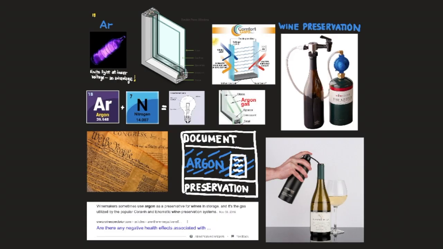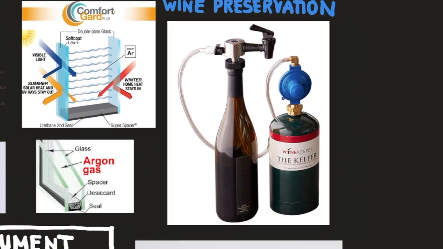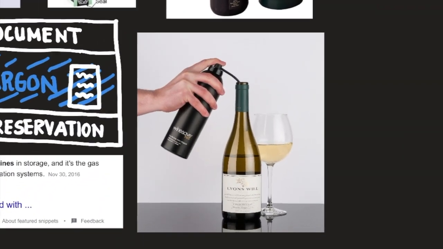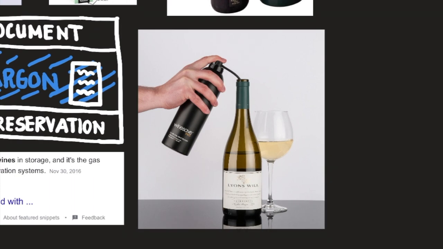Argon, being such an inert gas, is used for various types of preservation, such as wine preservation. Seen here, we have a canister of argon being pumped into a glass of wine that then replaces the air within it with argon gas that is more inert and doesn't react with the wine itself, causing it to lose its potency. Here is another image depicting argon gas being inserted into a wine bottle.